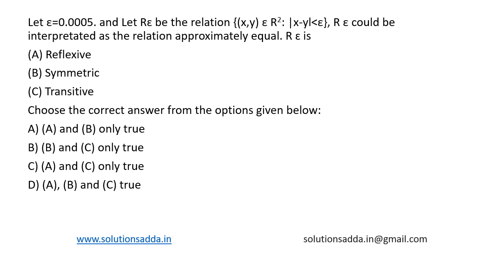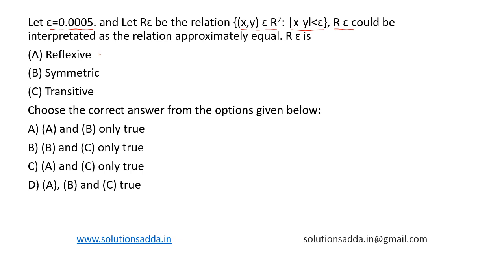This is a question from relations and functions. Let epsilon be denoted as 0.0005 and let the relation R epsilon be a relation where (x, y) belongs to R squared such that modulus of x minus y is less than epsilon, and R epsilon could be interpreted as the relation "approximately equal to". The relation R epsilon is reflexive, symmetric or transitive.